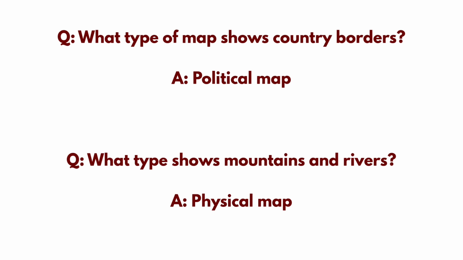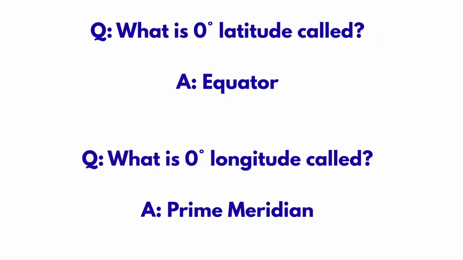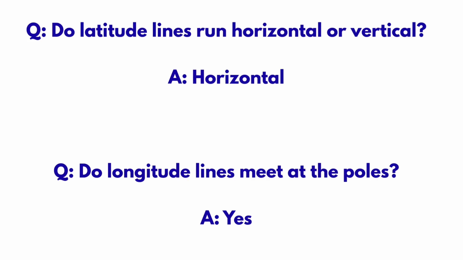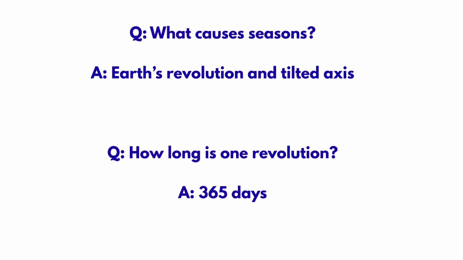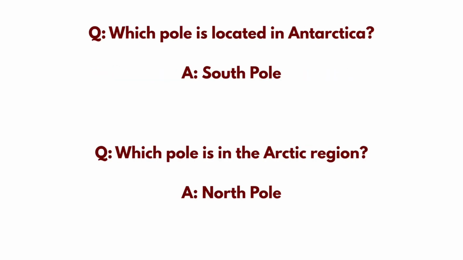What type of map shows mountains and rivers? Physical map. What is 0 degree latitude called? Equator. What is 0 degree longitude called? Prime meridian. Do latitude lines run horizontal or vertical? Horizontal. Do longitude lines meet at the poles? Yes. What causes day and night? Earth's rotation. How long is one rotation? 24 hours. What causes seasons? Earth's revolution and tilted axis. How long is one revolution? 365 days.